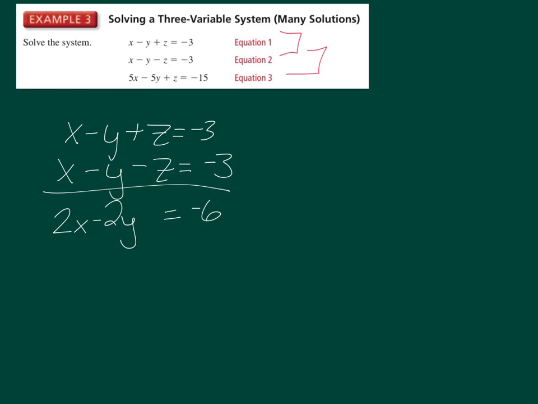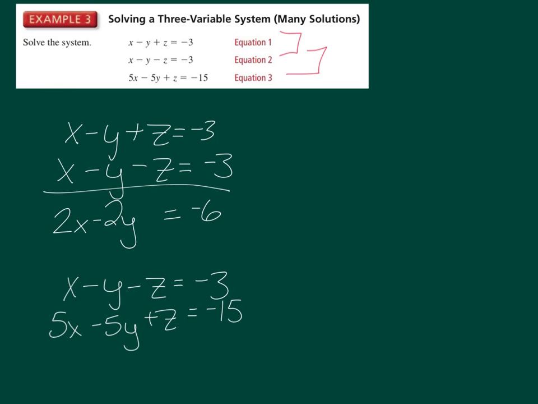My other equation, what I'm going to do is combine 2 and 3. So if I write down equation 2, it's going to read x minus y minus z is equal to -3, and then 3 is 5x minus 5y plus z is equal to -15. So we're going to go ahead and combine these.